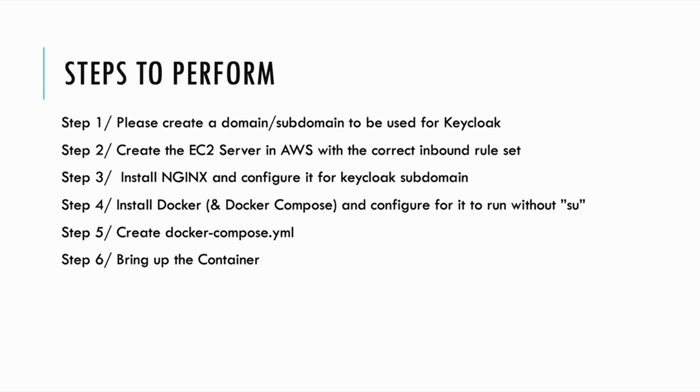So in the first step, we should have a valid domain, or maybe we can create a subdomain to be used for this Keycloak setup. Step number 2, we will create the EC2 server in AWS. Make sure you do it with the correct inbound rules set. Step number 3 is we'll install NGINX and configure it for Keycloak subdomain. Step number 4, we will install the Docker and docker-compose and configure for it to run without super user. Then we'll create docker-compose YML file, and then we'll bring up the Docker container.